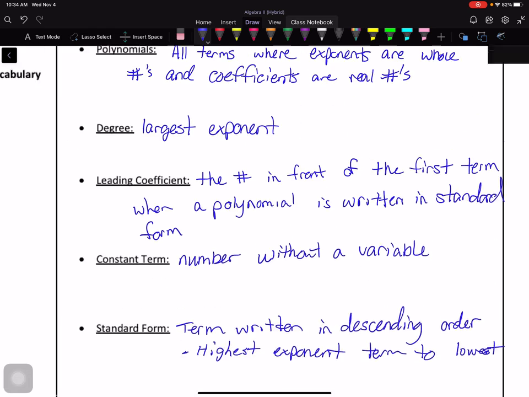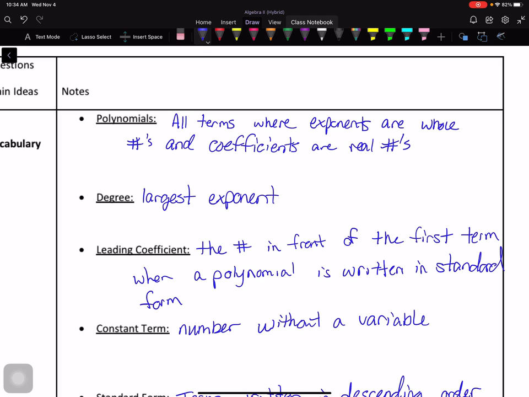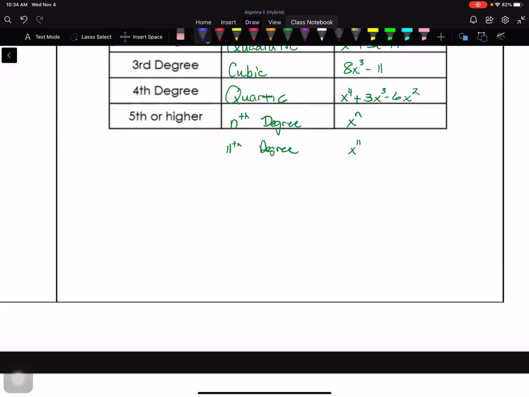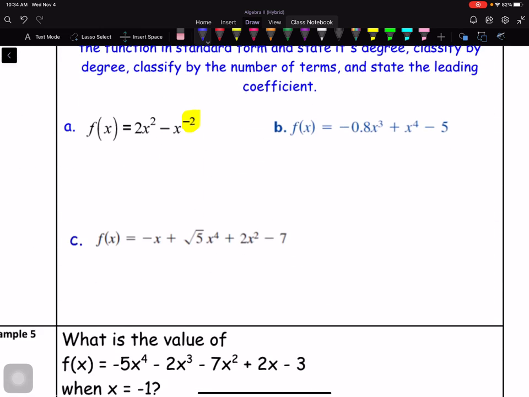If we go back up to the definition, all exponents are whole numbers. That means 0 and up. No fractions, no negative numbers. So this is not a polynomial.